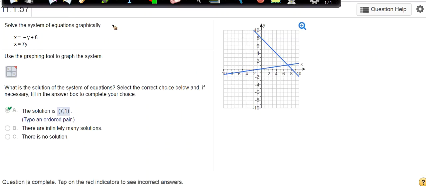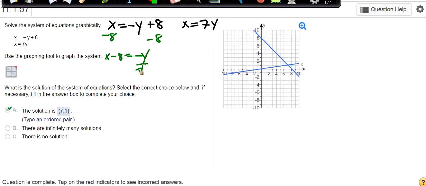So if I have x equals a negative y plus 8 and x equals 7y. To get y by itself in that first equation, I minus my 8, minus my 8. So I have x minus 8 equals a negative y. Divided by negative 1, I get a negative x plus 8 equals y. So y is by itself now.